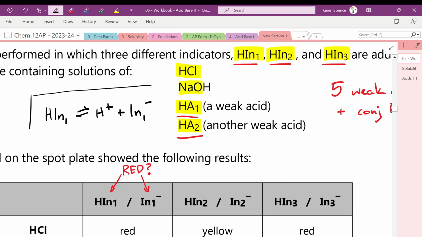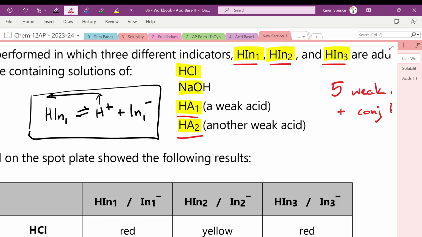If this is our equilibrium, what will adding HCl to that equilibrium do? It will increase this and it will shift it to the left. That tells us that which form of HIN is red? The conjugate acid form. So this form here is red.